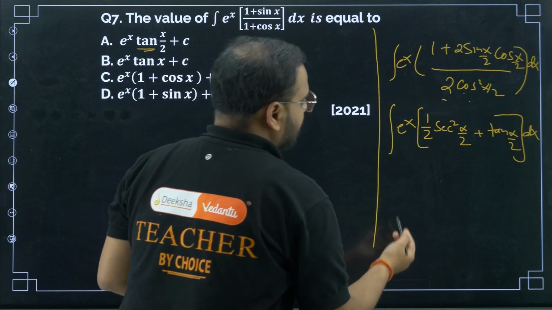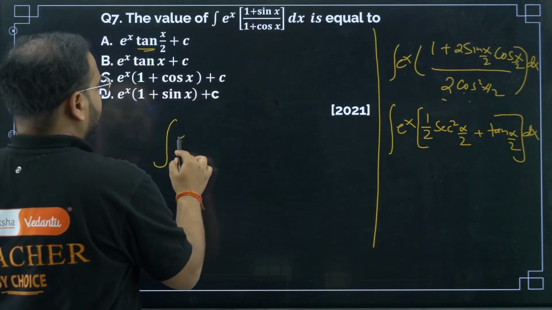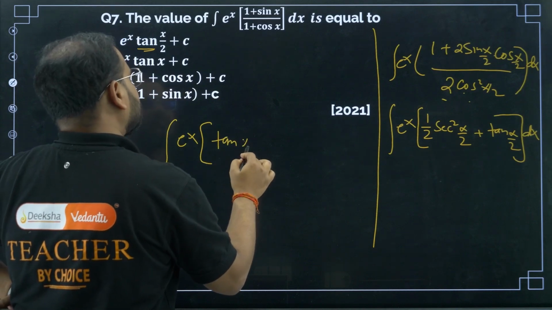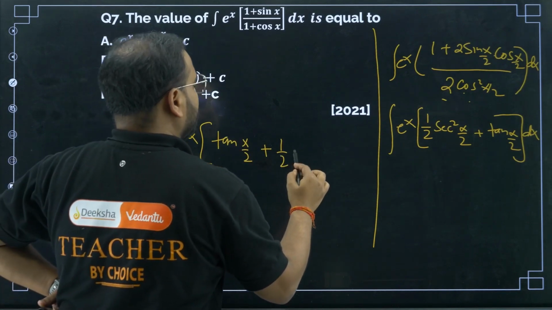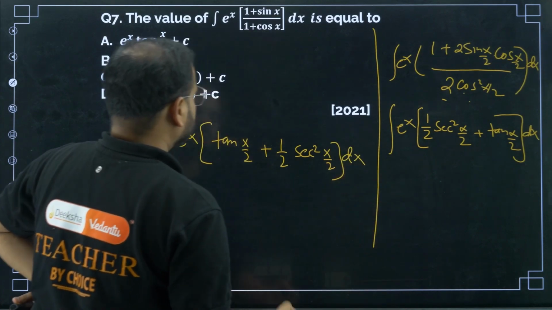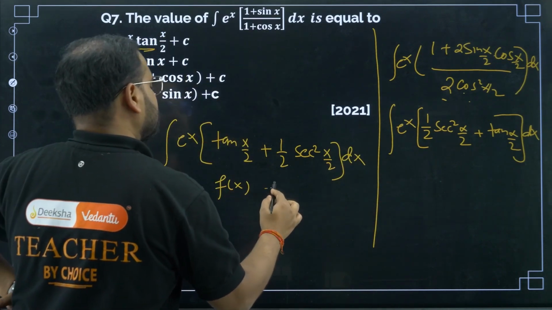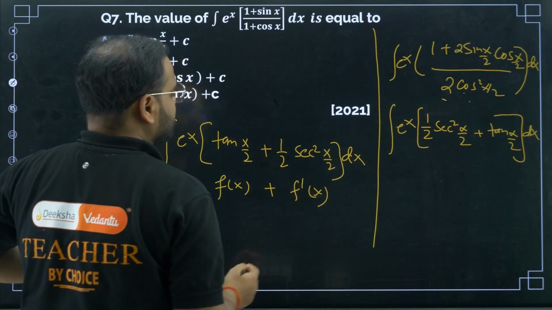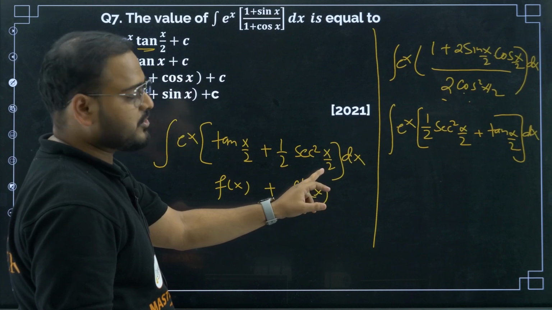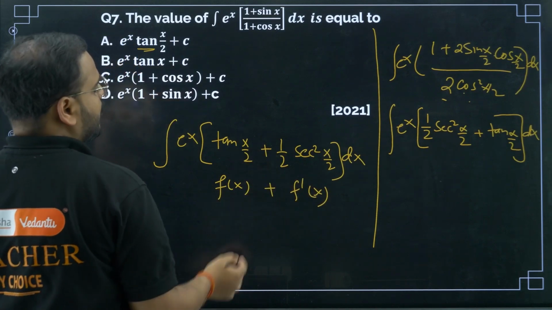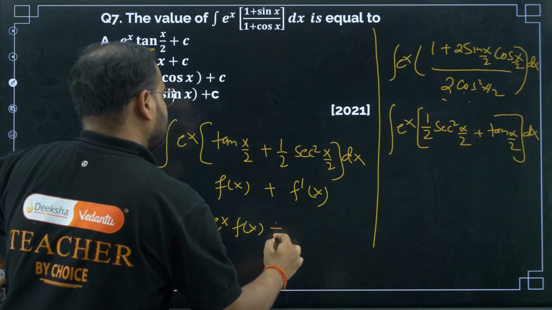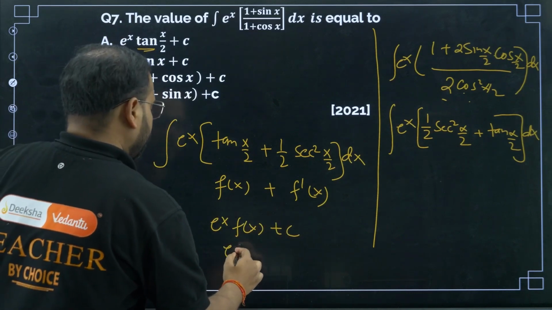Now if you check over here, same thing I'll write. e power x is written. I'll write this first: tan x by 2 first, plus 1 by 2 sec square x by 2, dx. Right. So this is what? This is my f of x, and what is this? I don't have to tell you, f dash of x. How come so? Tan differentiation is sec square. Since x by 2 is there, I have to differentiate x by 2 also, so from the chain rule it will become 1 by 2. That's why the constant. What is the answer for this? e power x f of x plus c. So e power x f of x is what?